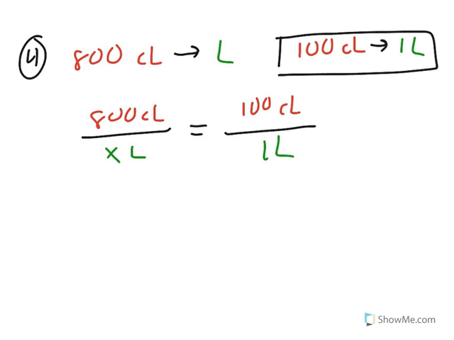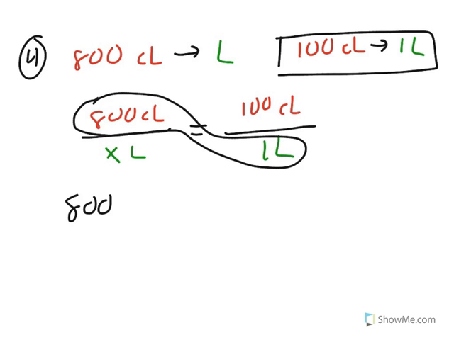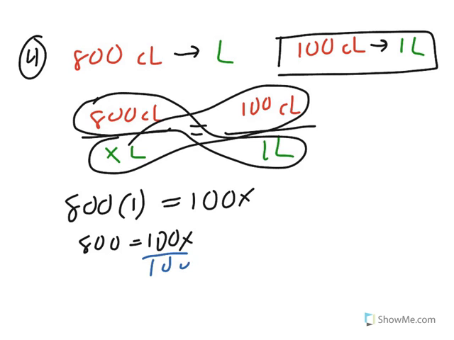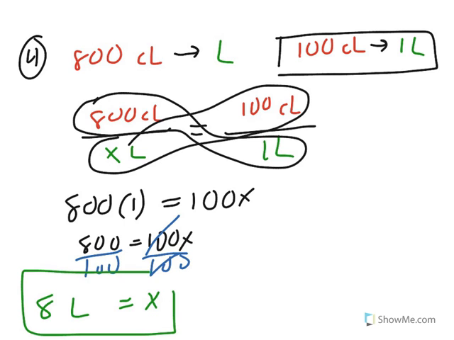So cross multiply to solve. We get 800 times 1 equals 100x. 800 times 1 is just 800. To solve for x, you divide by 100 on both sides. When you do that, you get that x equals 8. Remember, we were solving for liters. So we know that 800 centiliters is the same thing as 8 liters.